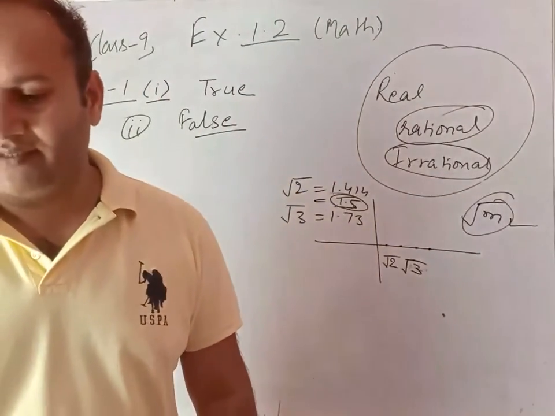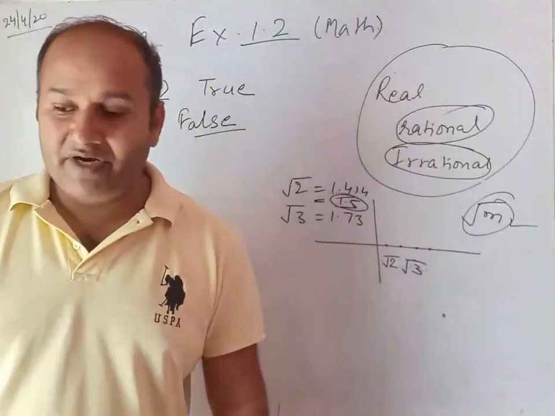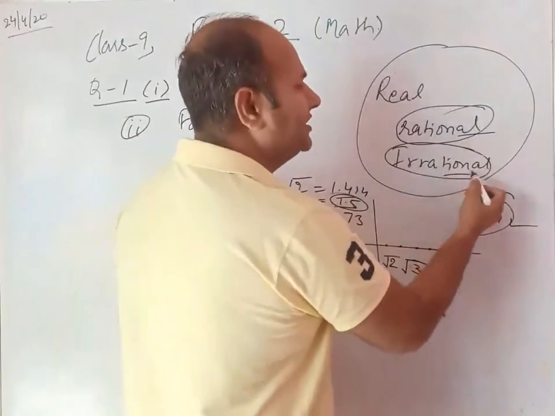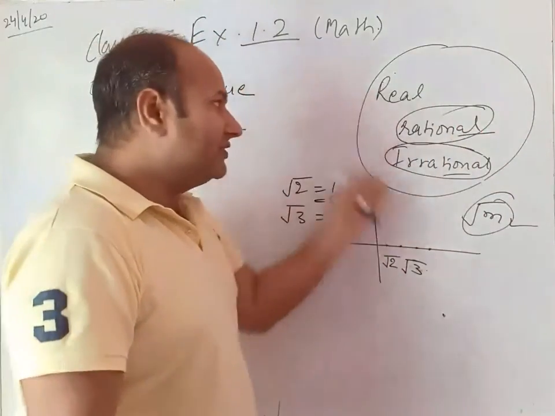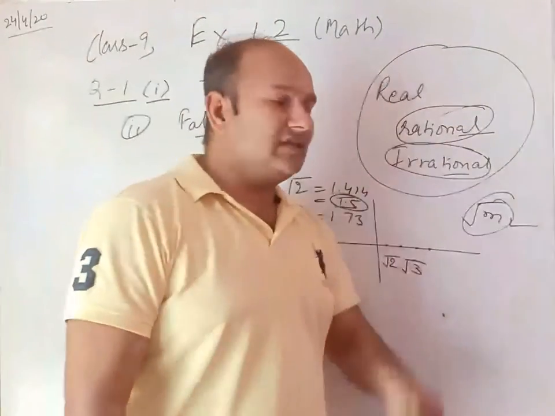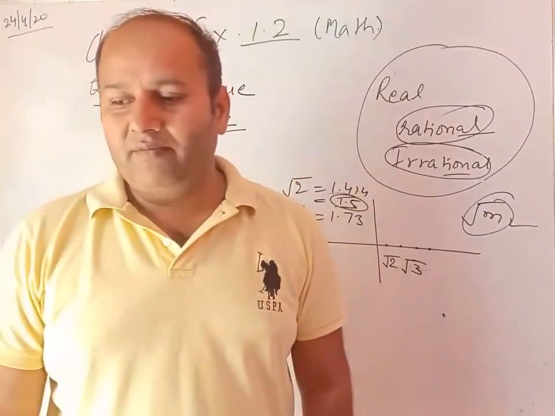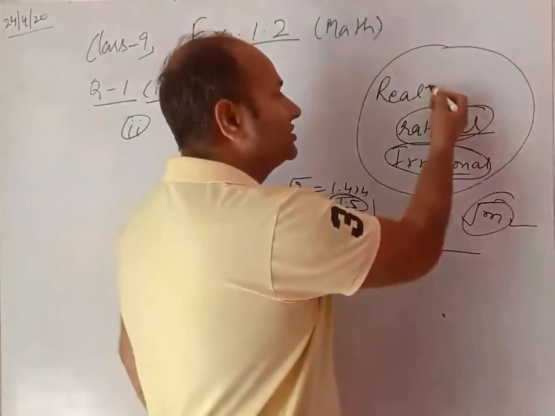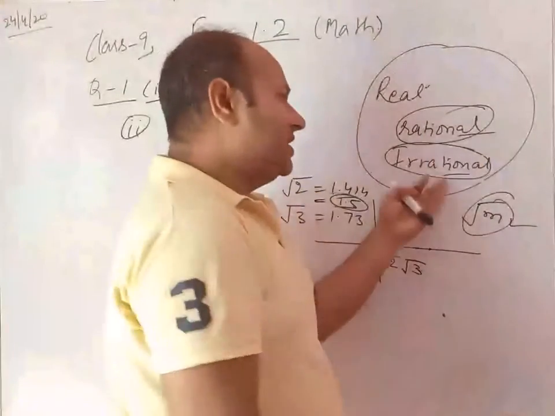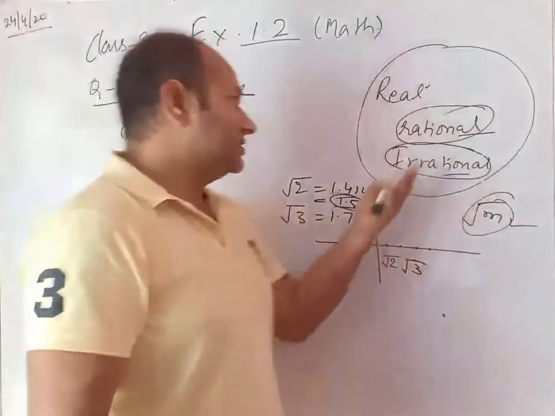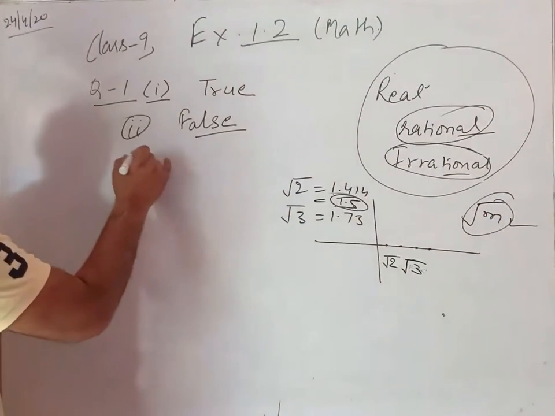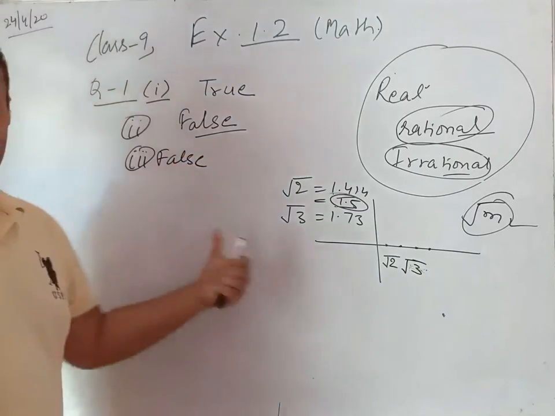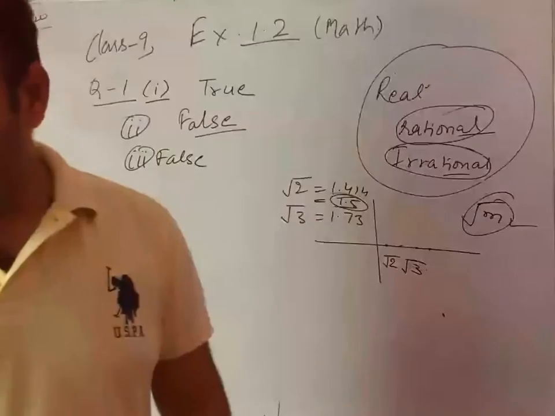Every real number is an irrational number. No, there are some rational numbers and some irrational numbers in the bag of real numbers. Some are rational, some are irrational. So saying every real number is irrational is not correct. This is also a false statement. We are done with the first question.